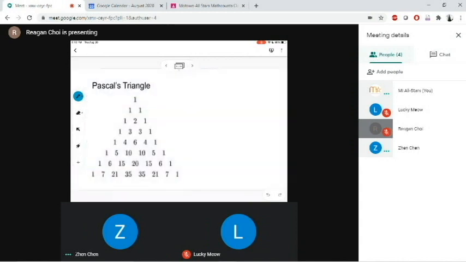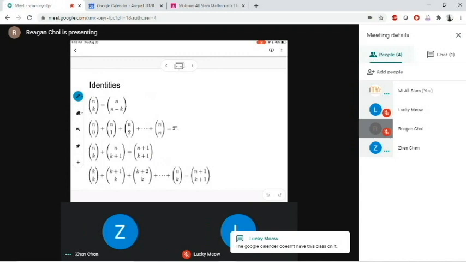So, okay, here's Pascal's triangle. We start at 1 at the top, and then there are invisible zeros, and each number is the sum of the two above it. I guess we'll explain more on the next slide. So you get this triangle, and it becomes important with combinations. These are identities.